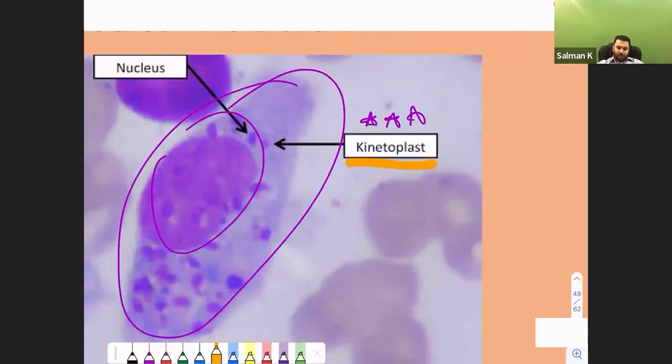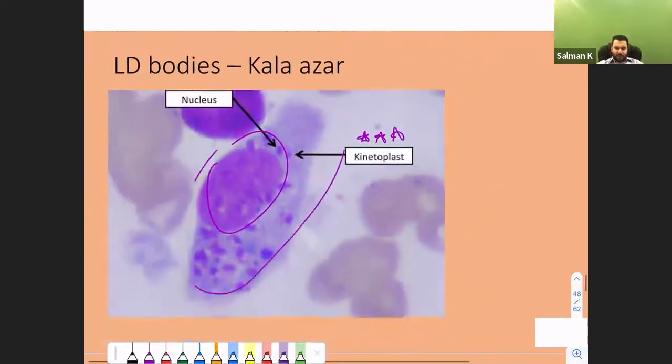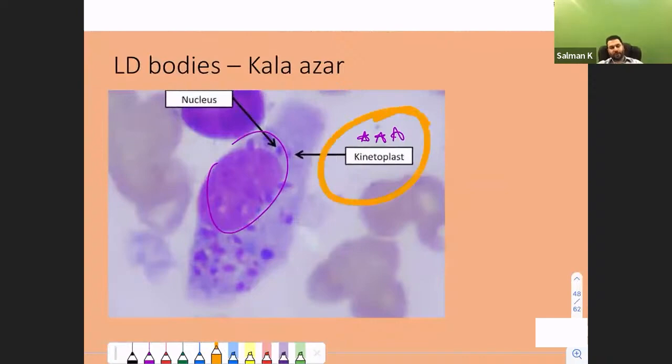This word kinetoplast would be important, right? If you're mentioned by this word kinetoplast, no, it is the LD body of Kala Azar. So basically, this is a macrophage inside which you're seeing the organism, one of the parts called as kinetoplast. Okay, so that's about this guy.